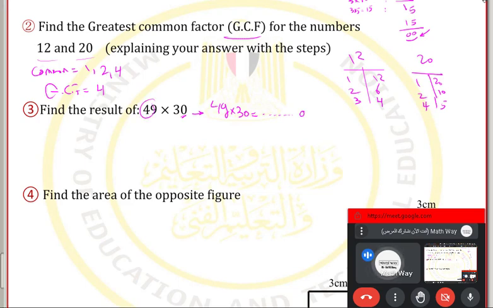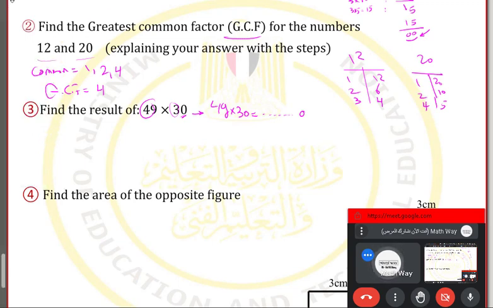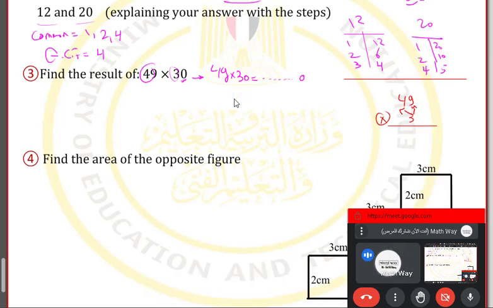Now we have 49 multiplied by 3, so we can do it easily by the standard algorithm for multiplication. So we need to choose a color. 49 in the top, and the 3 in red. So 3 multiplied by 49. As usual, you will multiply 3 by 9 first, and then 3 by 4. So 3 by 9 is 27. We will drop down the 7 and carry up the 2.